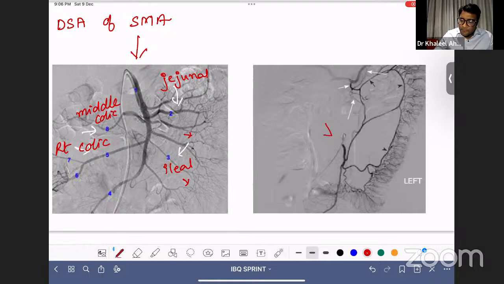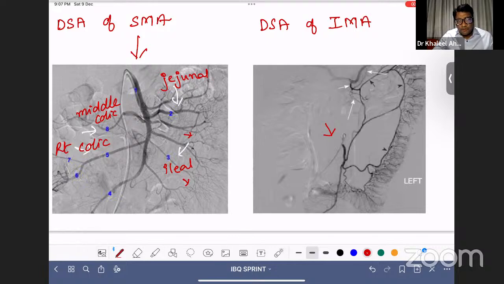Look at this image now. This is also a digital subtraction angiography image, and it is showing branches only coming from the left side. You don't have any branches coming on the right side. So this is a digital subtraction angiography of the inferior mesenteric artery, right? You're having branches only on the left side.